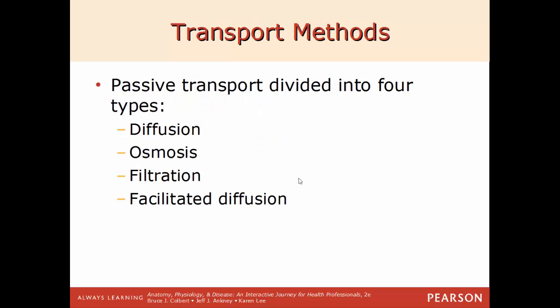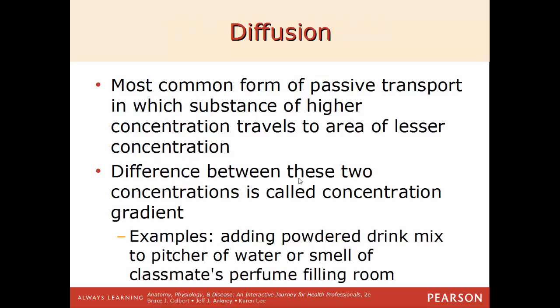Some examples of passive transport: diffusion, osmosis, filtration, and facilitated diffusion. And we'll discuss all 4 of these here next. But all 4 of these fall under the general category of being passive transport. None of these 4 require any extra energy for this to happen. Alright, the first one we'll go over, diffusion, the most common type of passive transport, where you have an area or a substance moving from an area of high concentration to an area of low concentration. And that difference is called a concentration gradient.